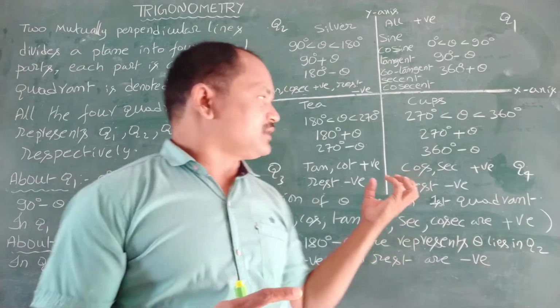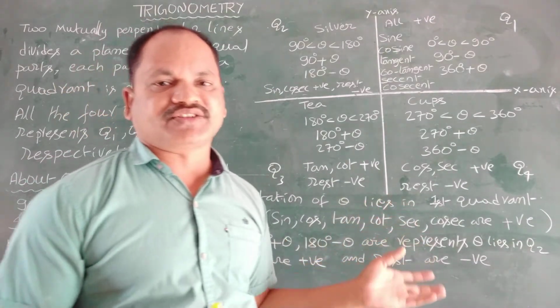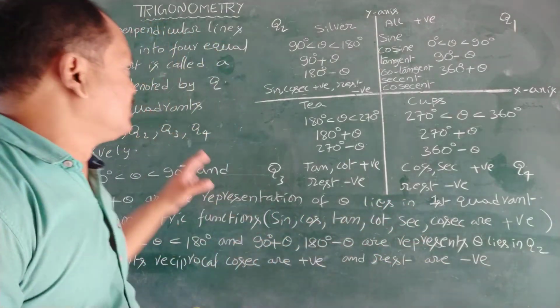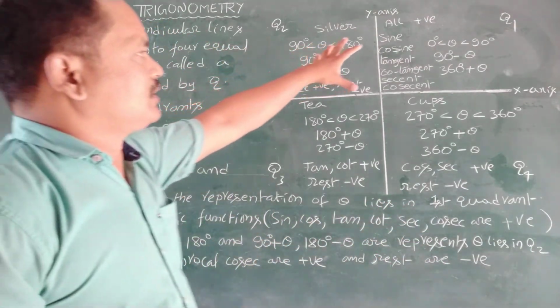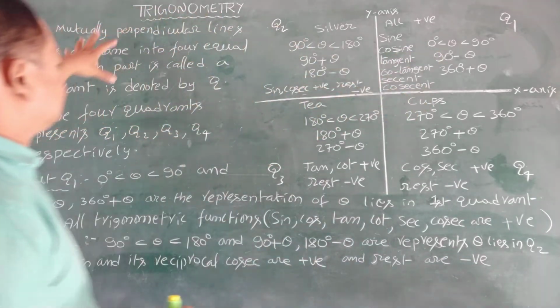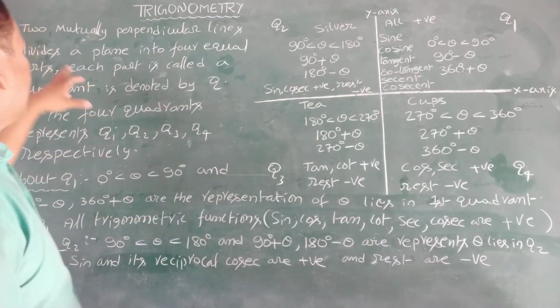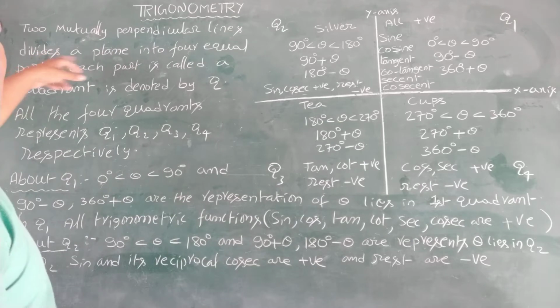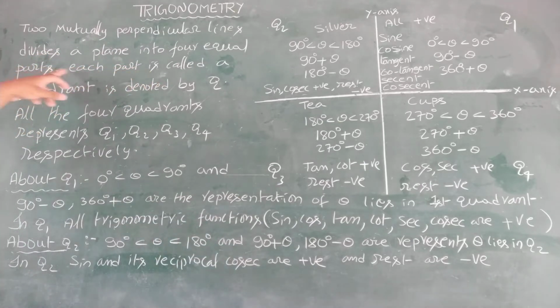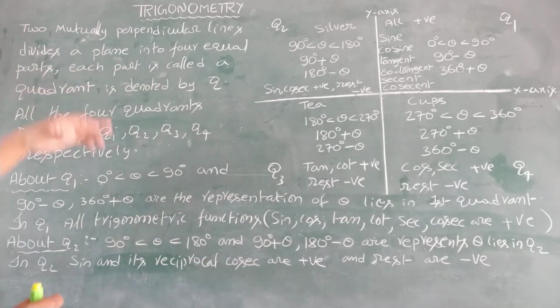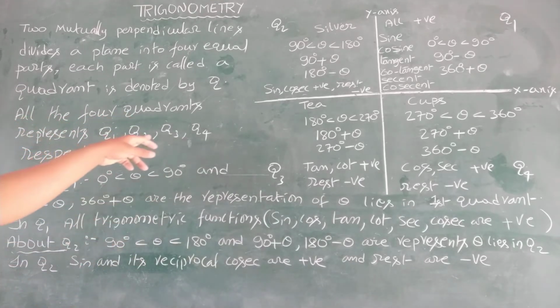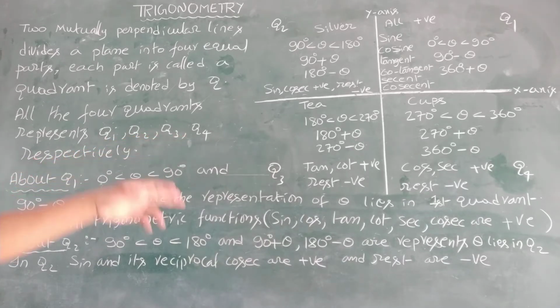Trigonometry, basic concept, primary concept for trigonometry. Okay, now this lecture we have to write here. Two mutually perpendicular lines divide a plane into 4 equal parts. Each part is called a quadrant. It is denoted by Q. All the 4 quadrants are represented as Q1, Q2, Q3, Q4 respectively.